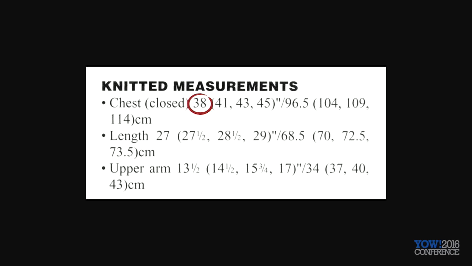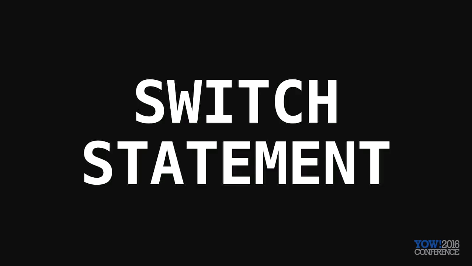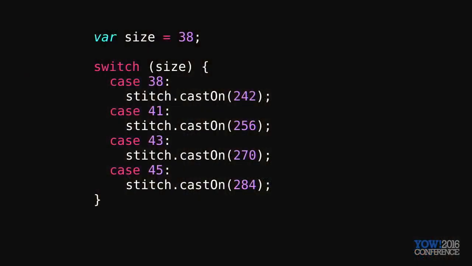So this is pretty much just a switch statement. It's a control mechanism used to allow the value of a variable or an expression to change via a multi-way branch. So in my head, that cast on instruction might look like this. I set a variable for my particular size, and then based on that, I know how many stitches to cast on, in this case, 242.